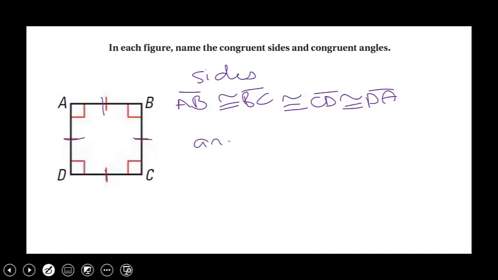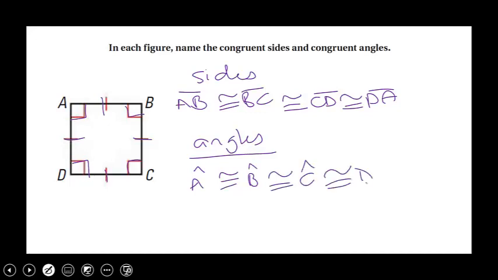When it comes to angles, we can see that all angles are 90 degrees, 90, 90, 90. So we're going to say angle A is congruent to angle B, is congruent to angle C, is congruent to angle D. And we know this because they are all equal to 90 degrees, and it's with the square symbol.